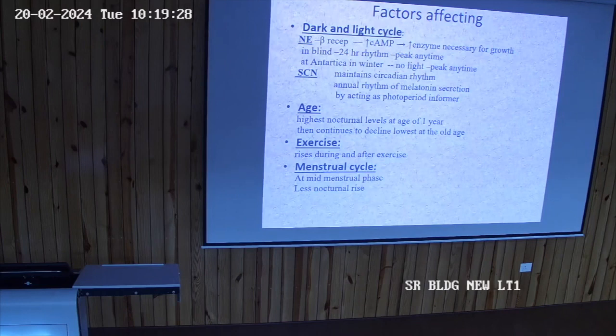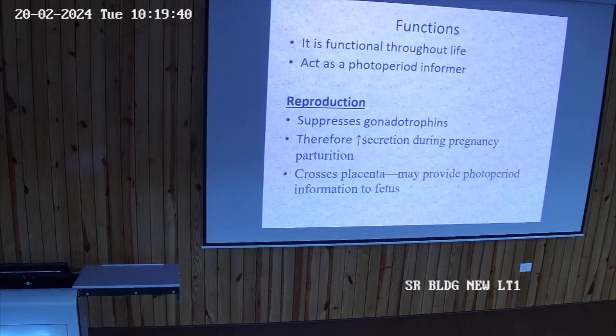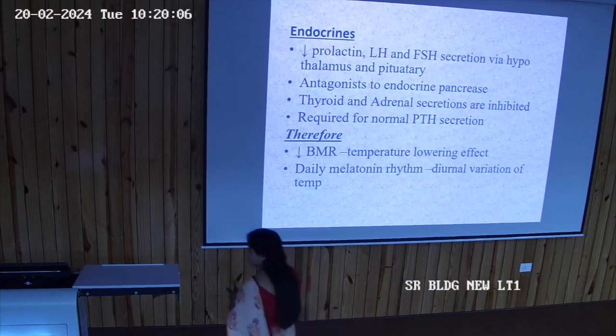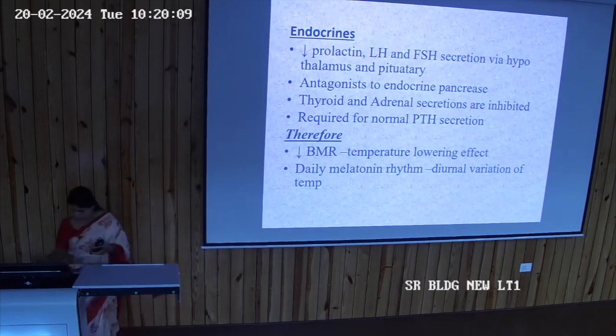Okay. Age हो गया, exercise, rise during and after exercises, menstrual cycle at mid-menstrual phase and less at nocturnal rise. Functions throughout the life, act as a photoperiod informer. Reproduction suppresses the gonadotropins. Therefore, increased secretion during pregnancy and parturition. Transplacentally may provide photoperiod information to fetus. Okay. ये इसके एंडोक्राइनल इफेक्ट्स हैं कि ये बाकी हार्मोन्स के ऊपर क्या क्या इफेक्ट लाता है. ठीक है. ये हो गया हमारा पीनियल ग्लैंड का क्वेश्चन, जो कि आपको करना है कवर विद इन 10 मिनट्स.